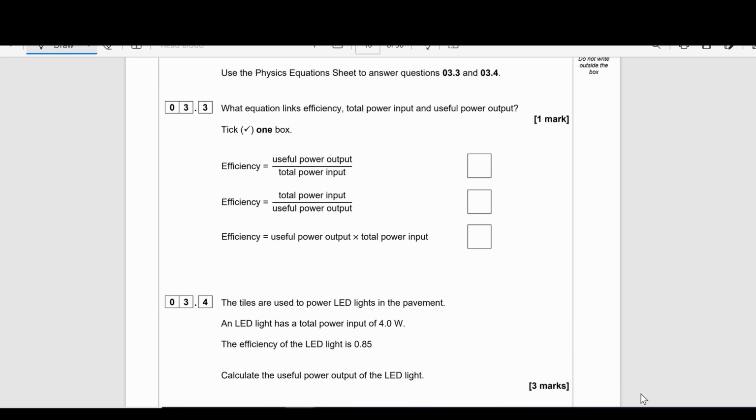Use your physics equation sheet to answer questions 3.3 and 3.4. What equation links efficiency, total power input, and useful power output? Right, so using our equation sheet, our answer should be the top one.